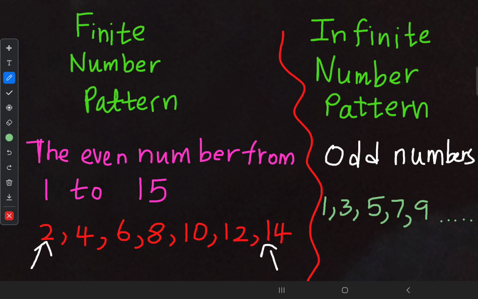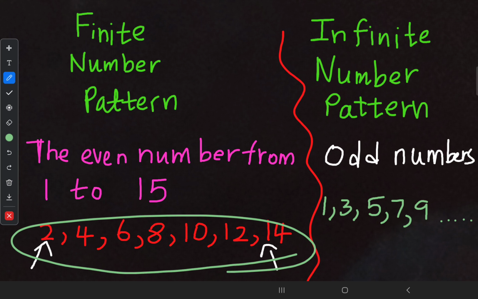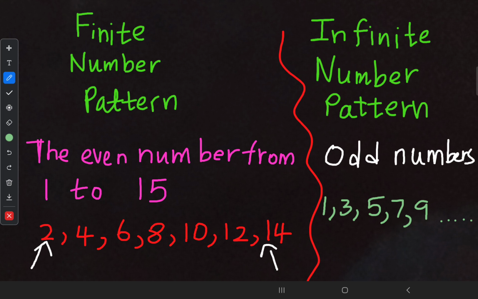Here there is only a limited version. That means started from 2, ended up at 14. So here we cannot write 16 or 18 further than that because there is a limitation for the numbers. Those kind of limited patterns are called finite number patterns. Infinite number patterns means there is no limitation.